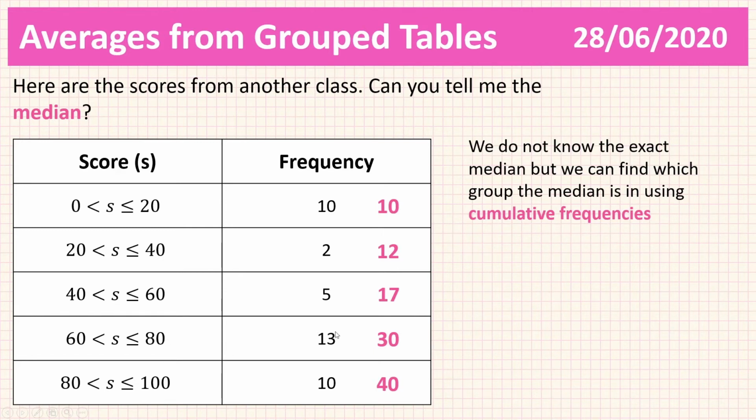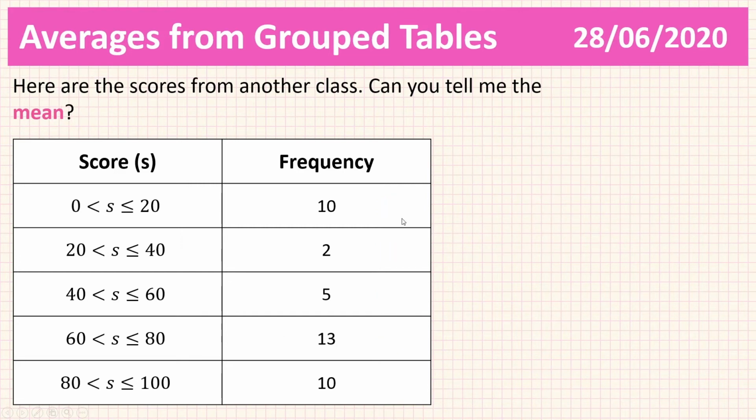And the last one is the mean, and this one is probably the most difficult. So what I'd like you to do is think about how we can find the mean from a grouped table. Because we can do it from a regular table, but can we do it from a grouped table? Pause the video. What do you think?